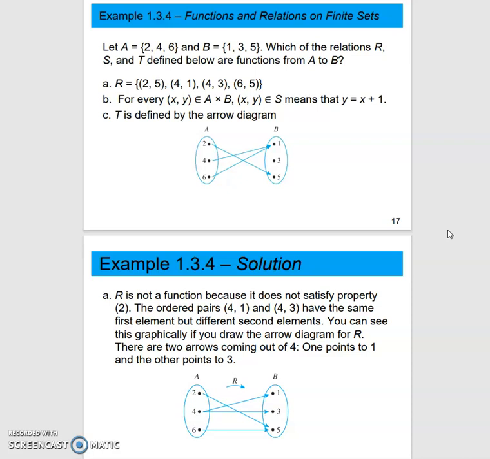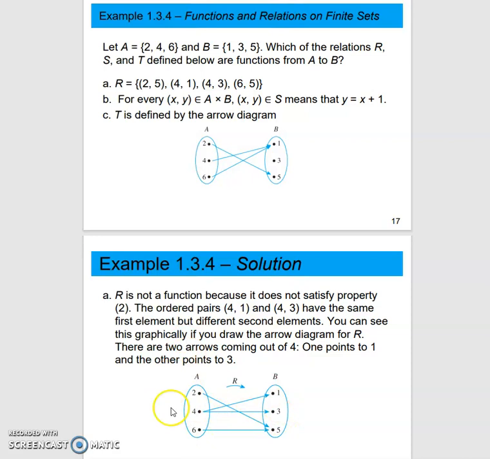All right, let's look at an example. Here I've got A is {2, 4, 6}, B is {1, 3, 5}, and we're going to have three relations, and which of them are functions? So relation R is {(2, 5), (4, 1), (4, 3), (6, 5)}.